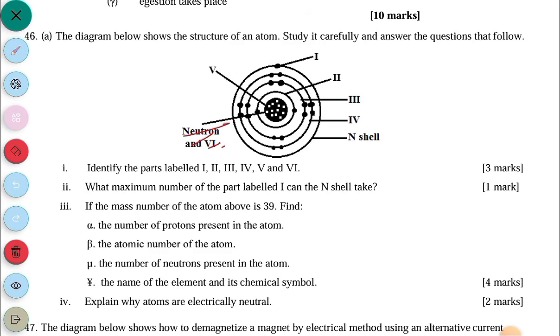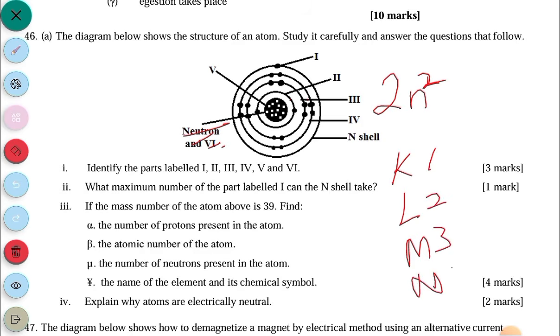The N shell can take 18 electrons. How? The formula is 2n squared, where n is the shell number. So we have the K shell first, so K, L, M, then N. So this is 1, 2, 3, and then 4. So the N shell is the fourth. So you substitute it into this n.